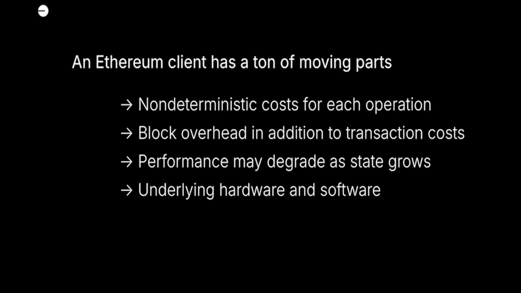Okay, so an Ethereum client has a ton of moving parts. There are a lot of different opcodes, over 100, that have fairly non-deterministic costs. There's block overhead in addition to the transactions themselves. Of course, computing the Merkle state, computing the trie root. There's also the fact that the performance will probably degrade as the state grows and the database gets larger. And then also none of this is running in a vacuum. There's, of course, the underlying hardware, software, file system, and so forth.